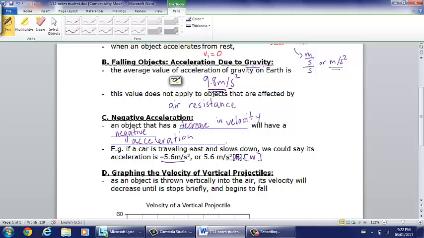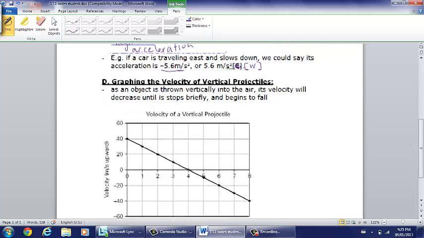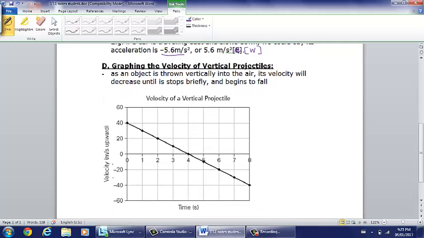Also in this unit, we're going to be looking at graphing. Instead of distance versus time or displacement versus time, we're going to be graphing velocity versus time. So here's a velocity versus time graph of a vertical projectile. That's an object that is shot straight up in the air.